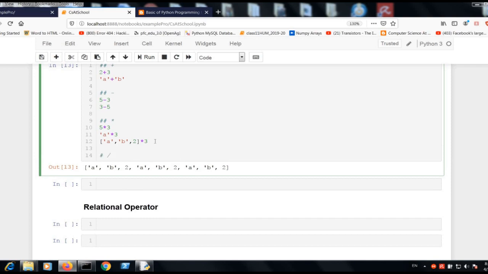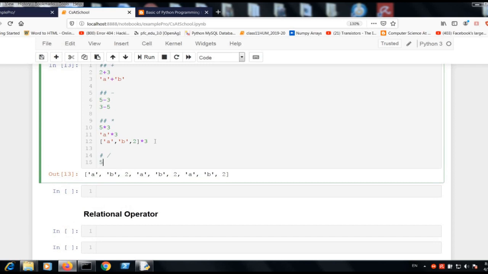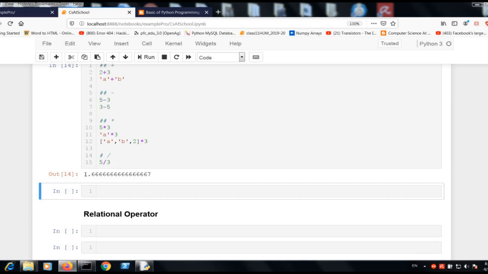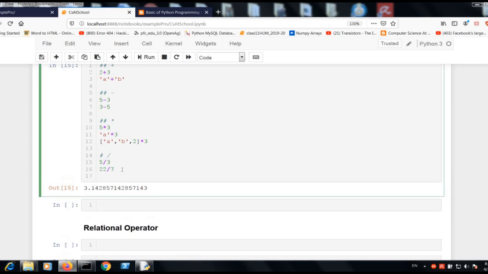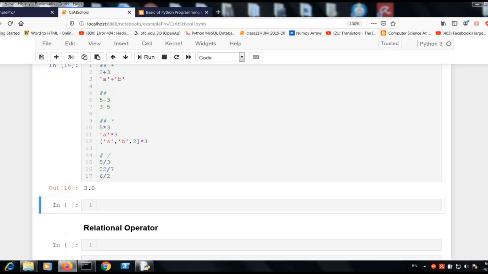So normal slash. If I want 5 divided by 3, and if I run it, it gives me a floating point number, right? So 22 by 7, again, will give me more or less the value of pi. As you can see, the answer of a division operator is in floating point. Even if it's an integer value, still it will be represented as a floating point. So if I divide 6 by 2, you can still see the answer is 3.0.